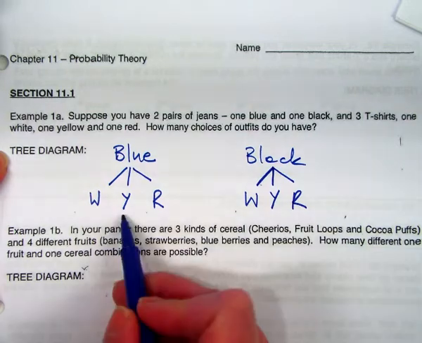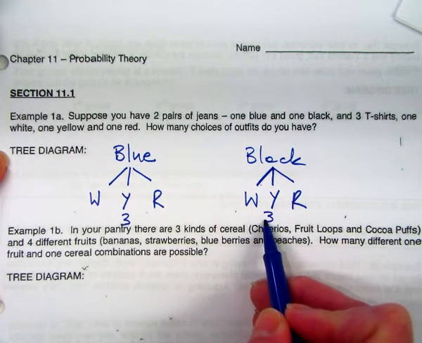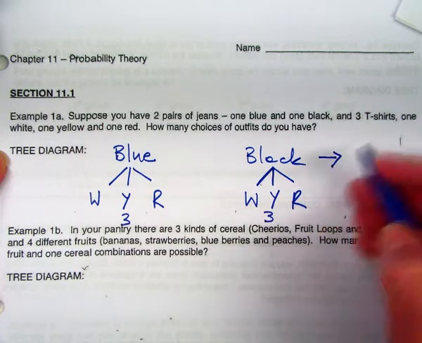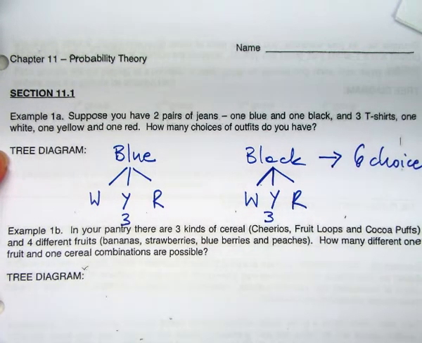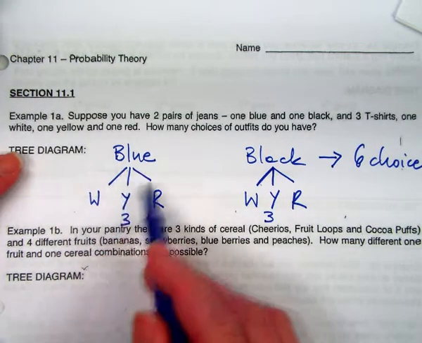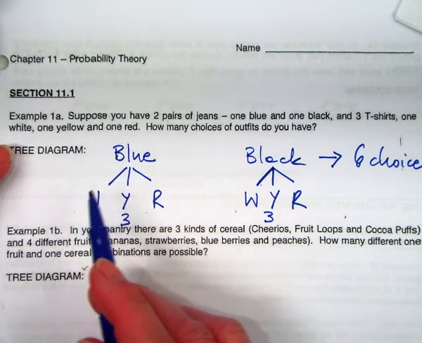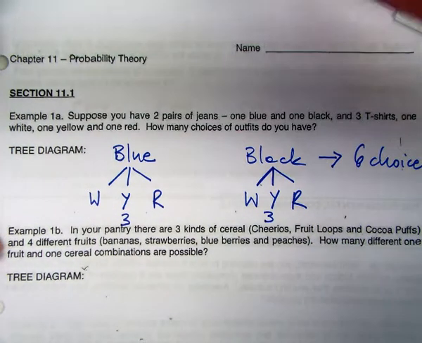So we really have 3 choices for outfits here, 3 choices for outfits here. What is that all together? 6 choices. This would be the long way to do this problem with the tree diagram, but it demonstrates the different possibilities, and you could see it very clearly. Let's try this next one.